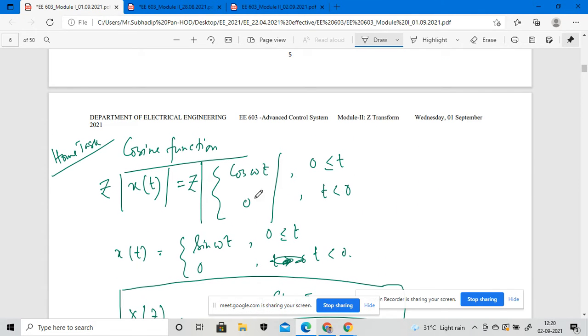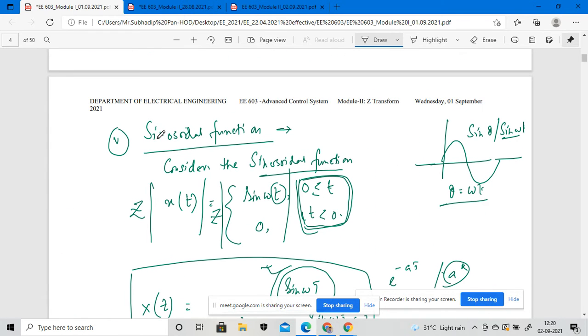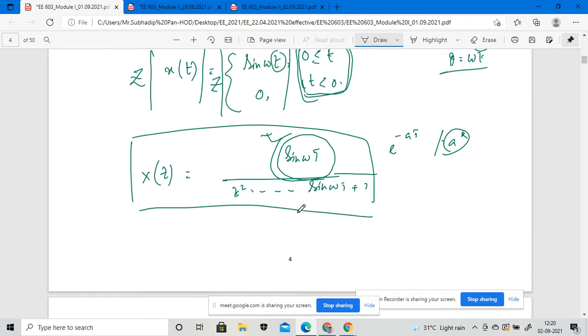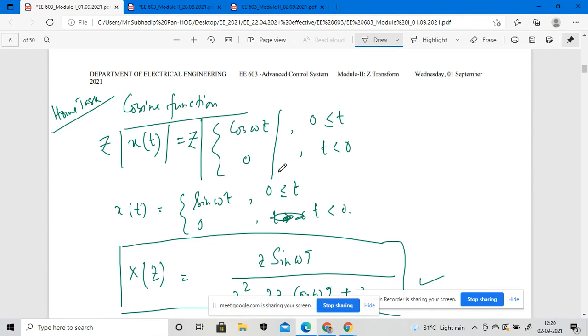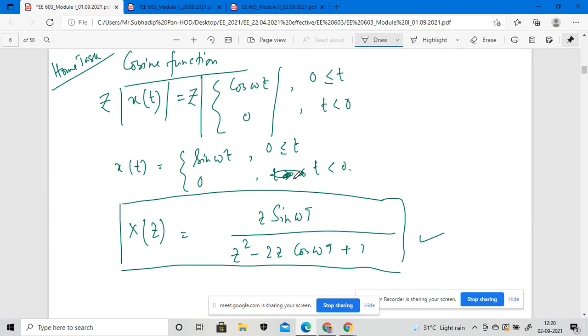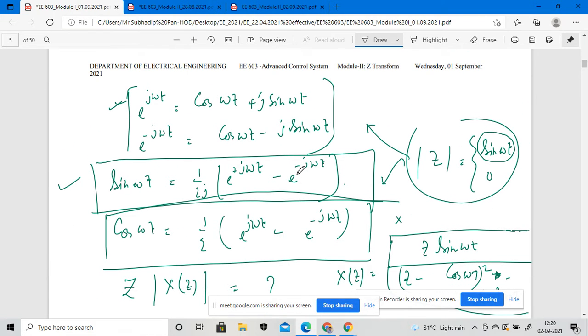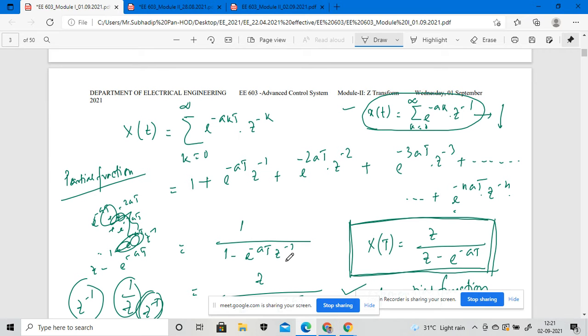Yesterday we discussed this thing, right? That means we discussed the sine function, the sinusoidal function. Considering the sinusoidal function, we have to obtain the Z transformation of this particular function, and it will come like this, right? So again, we have to discuss. This is your home task. Did you do this or not? Again, we have to go through these things. Okay, how we apply the Z transformation of a cosine function. Has anyone done this?